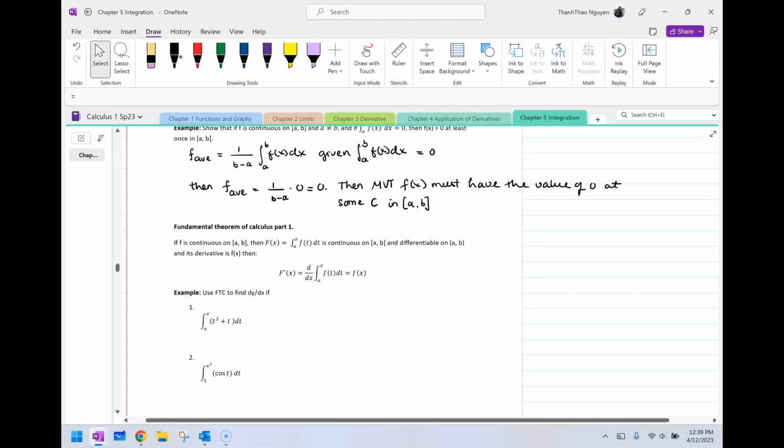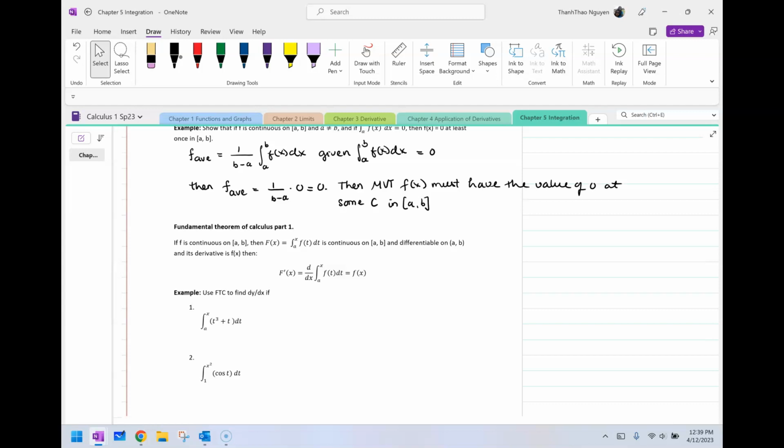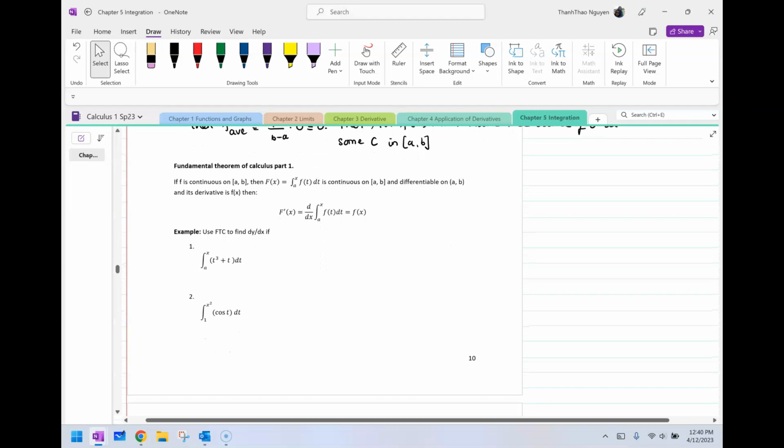Next we take a look at the fundamental theorem of calculus, and there are two parts to this. Let's take a look at the first part. If f is continuous on the interval [a, b], then F(x) equal to the integral from a to x of f(t) dt is continuous on [a, b] and differentiable on the open interval (a, b), and its derivative is f(x). Then F prime of x equals d/dx of the integral from a to x of f(t) dt, which equals f(x).